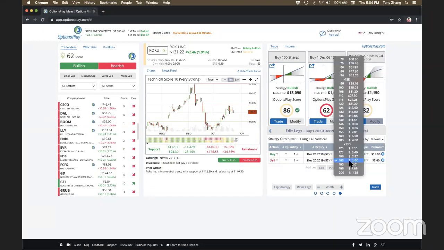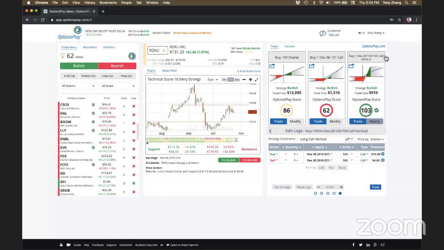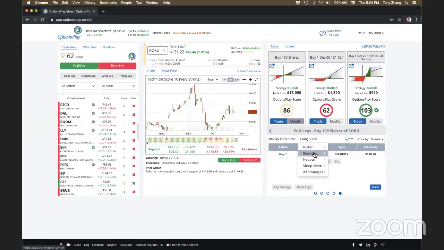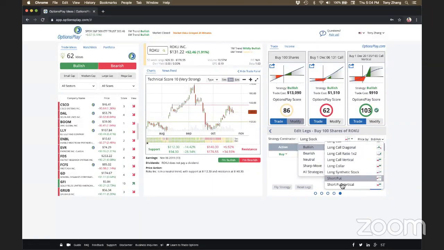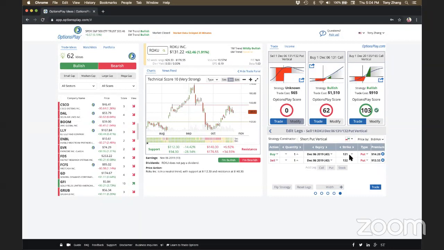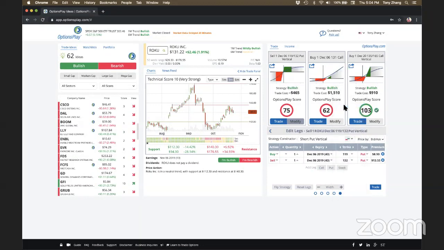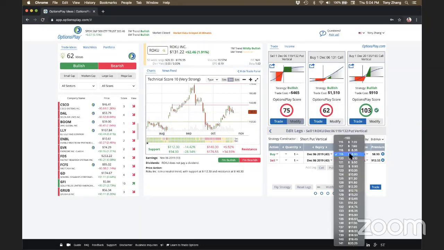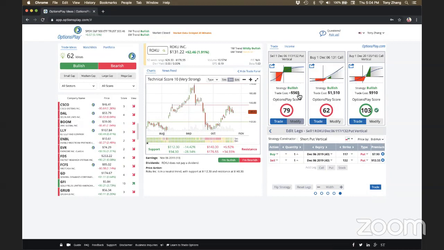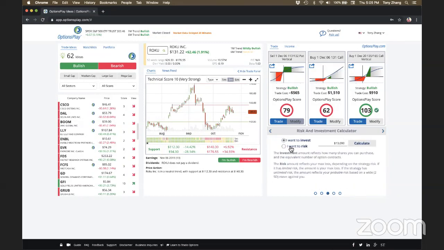So maybe let's go out to December. Oh, they have higher strikes here for December. So let's look at that. Let's say we buy a 135, 165 debit spread. And then we sell a credit spread here. Let's say we sell that 132 and we buy back maybe 119. This is a pretty volatile stock. Let's say we're willing to risk about $1,000.